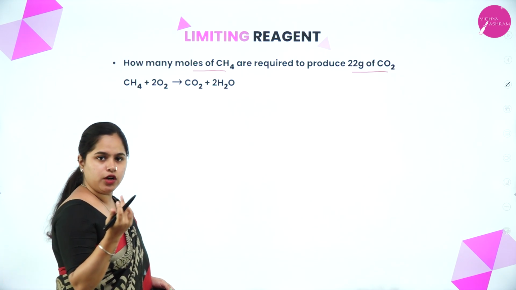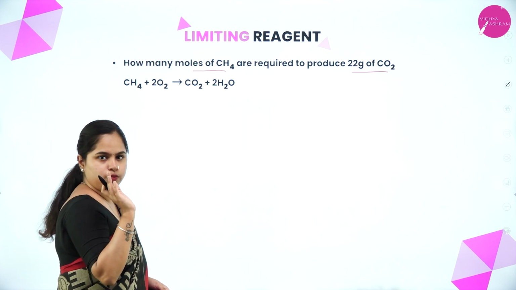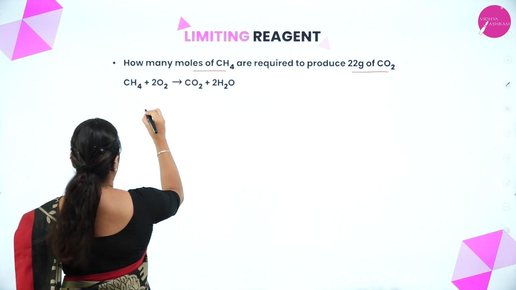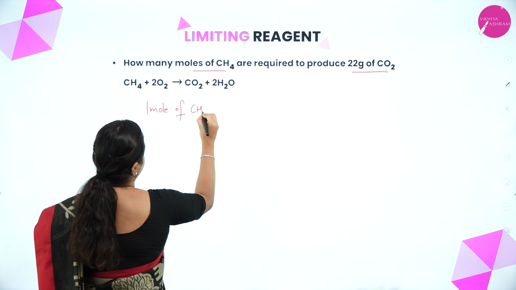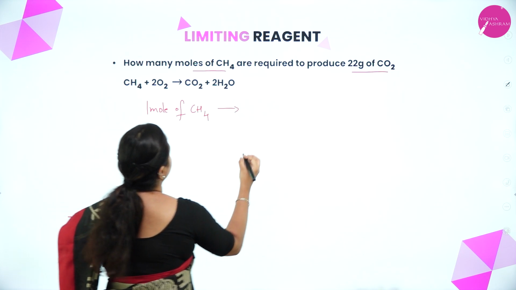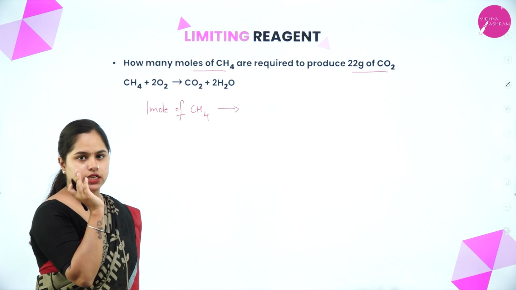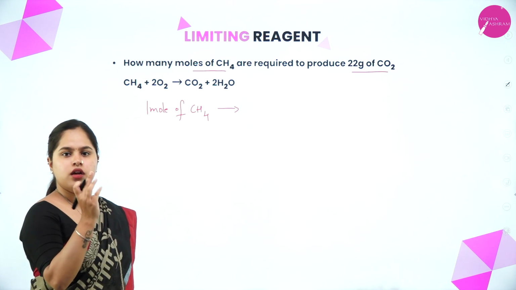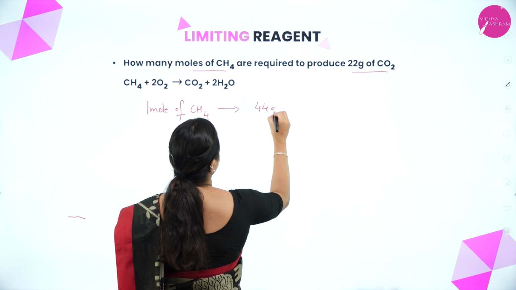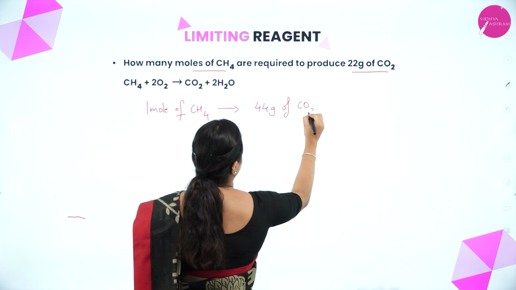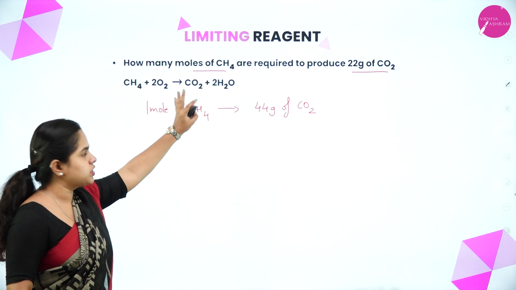So what information can you obtain from here? We need to find out the relation between CH4 and CO2. So how do I proceed? 1 mole of CH4 will give me how much? In terms of gram I am writing for CO2 and in terms of mole I will be representing for CH4. So that is what is required in the question. So 1 mole of CH4 will give me 44 grams of CO2, right? There is no stoichiometric coefficient in here. So it is just 44 grams.